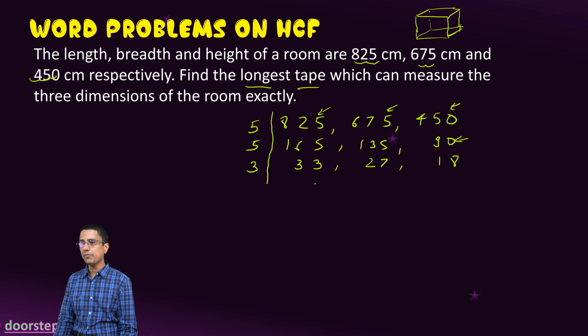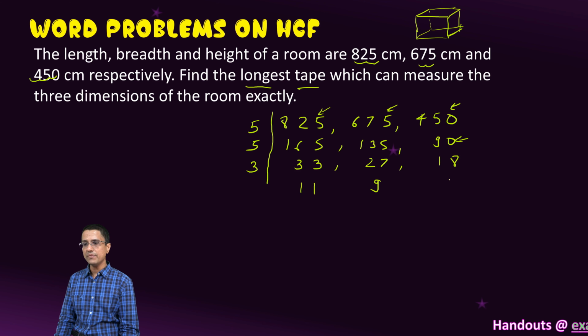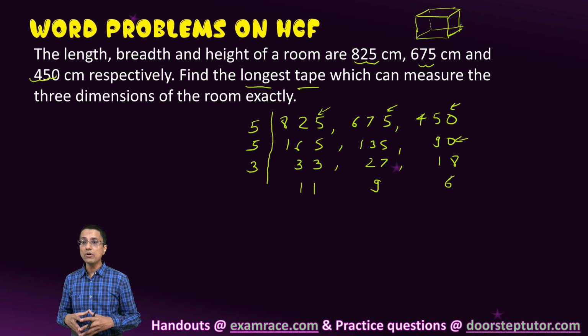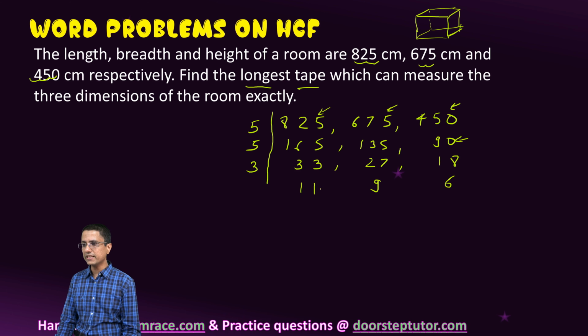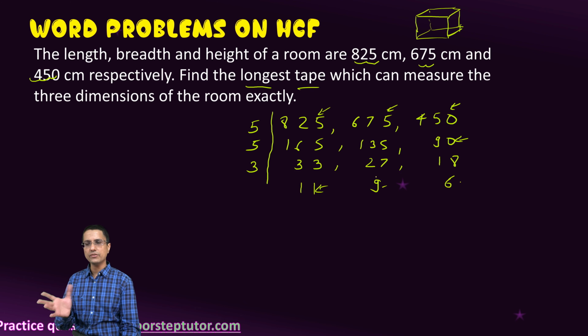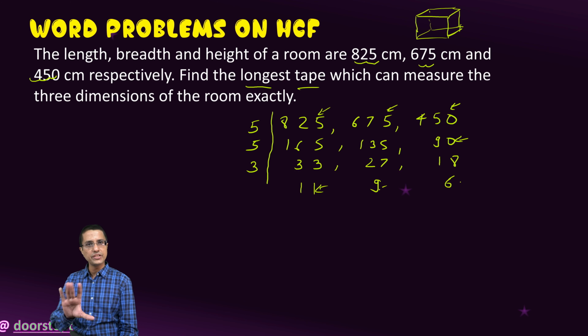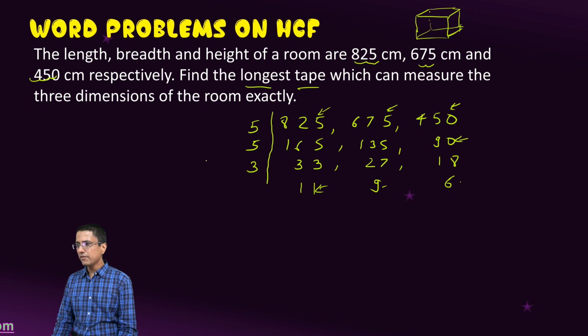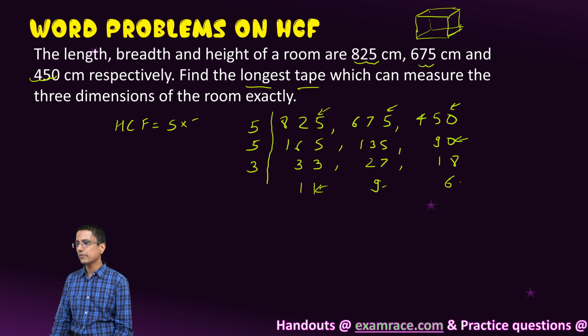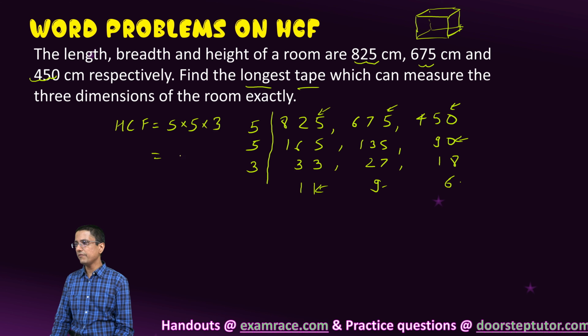And of course at this point we can see that these numbers are all divisible by 3, and from there we realize that we will have to stop. We cannot go any further because this is 11, so we have to just stop. These two don't have 11 as a factor, so there is no number which can divide all three. So from here we know that our HCF, or the length of the largest step, is of course 5 into 5 into 3, which is equal to 75.